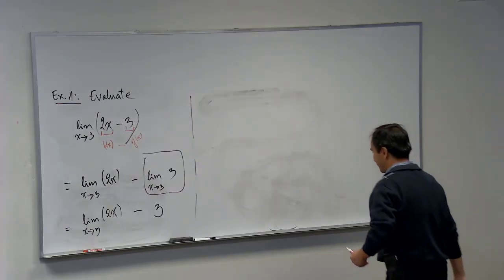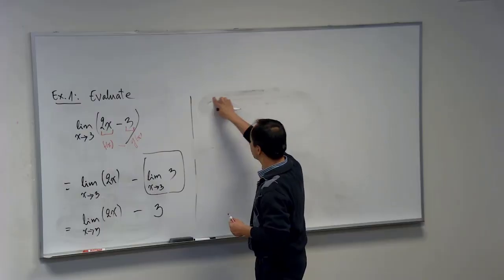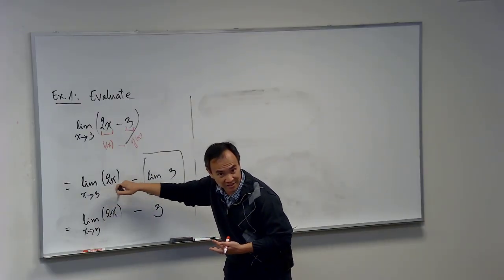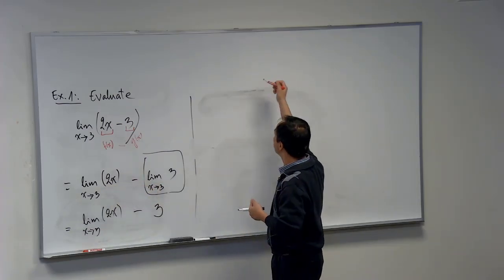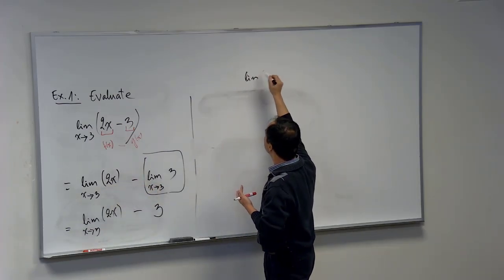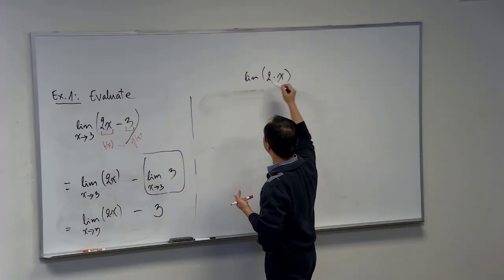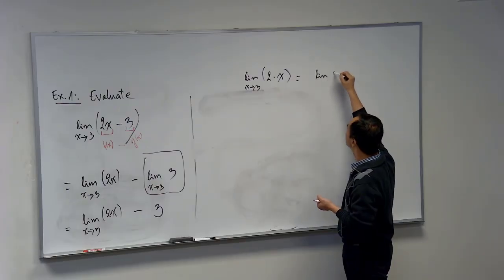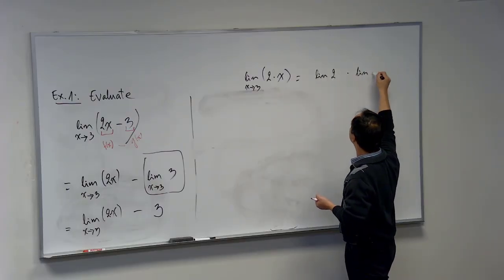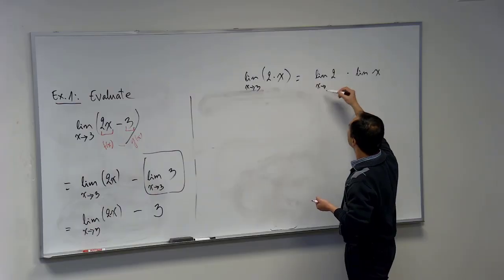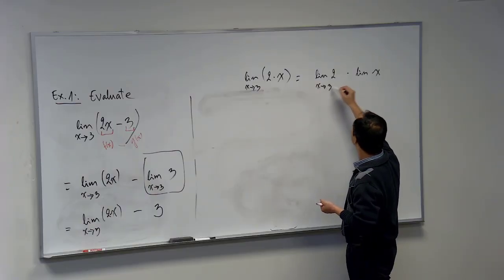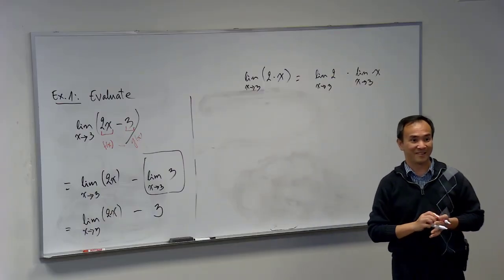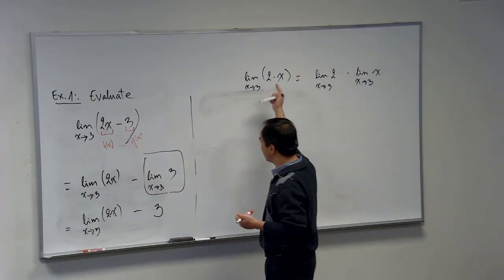Now think about the 2x. The 2x is a product between 2 and x, 2 times x. So what do you see? It's a limit problem, and we tear it apart: 2 times x, taking the limit as x gets close to 3. That equals the limit of 2 times the limit of x. This is sort of scratch work.